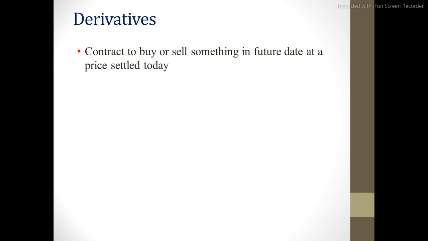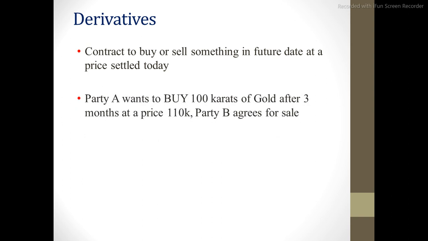Whenever two parties or two investors enter into an agreement for the sale and purchase of some assets, that contract may be exercised at a future date while the price for that contract is settled today. A common example can easily explain the term derivatives.